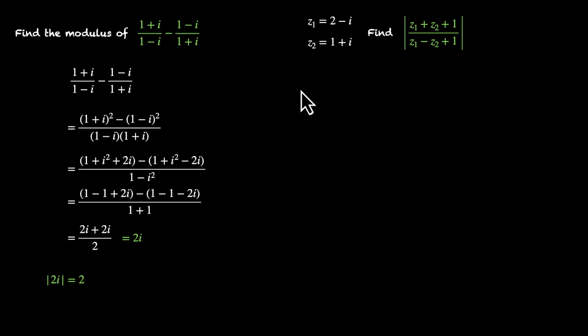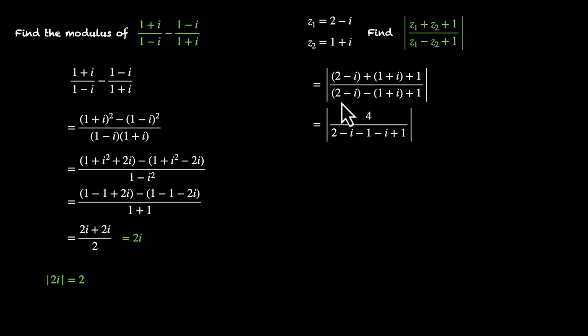Okay, let's do this together. Let's plug in the values of Z1 and Z2 in this expression. The numerator will become 2 minus i plus 1 plus i plus 1, and the denominator will become 2 minus i minus 1 plus i plus 1. So in the numerator we have minus i and plus i, that cancels out. 2 plus 1 plus 1, that's going to be 4.